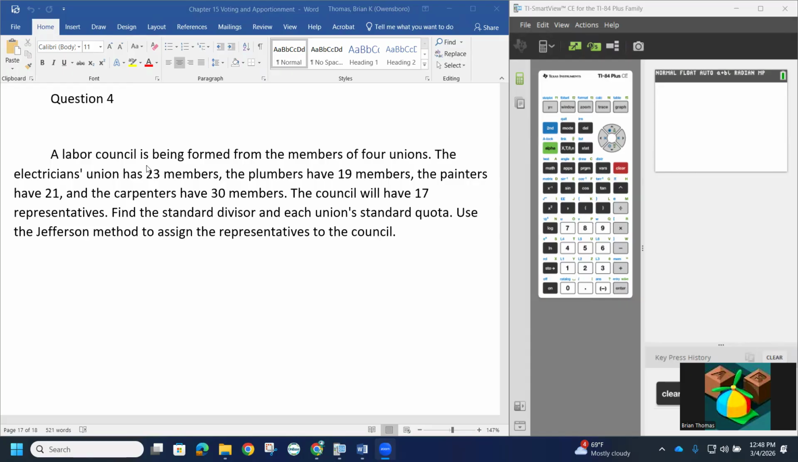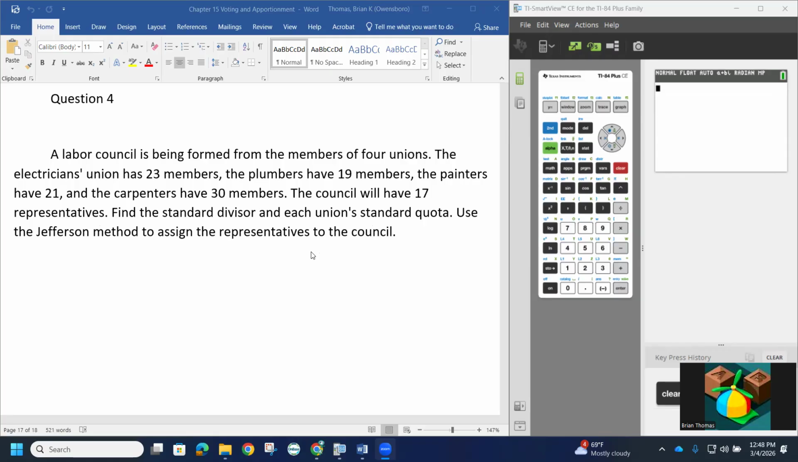A labor council is being formed from the members of four unions. The electricians union has 23 members. The plumbers have 19 members. The painters have 21. Carpenters have 30 members. The council will have 17 representatives. Find the standard divisor, each union's standard quota, and then use Jefferson's method to assign the representatives to the council.